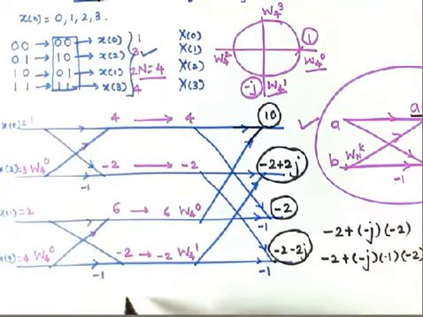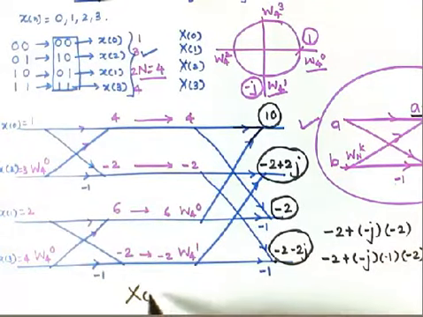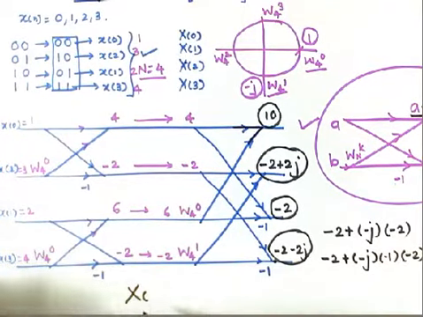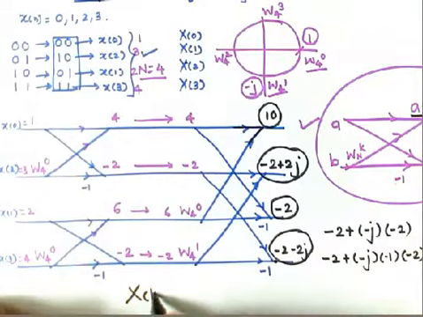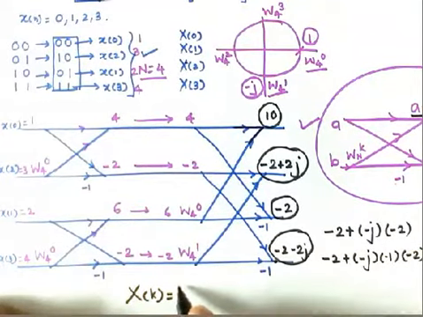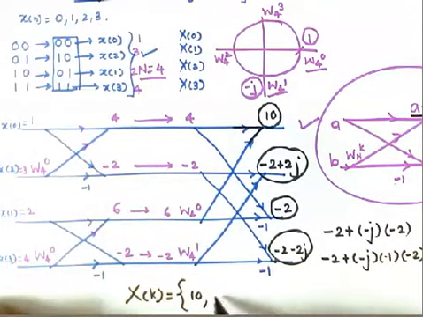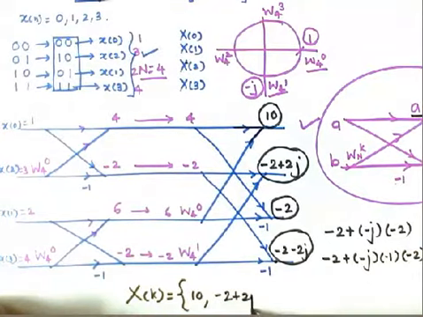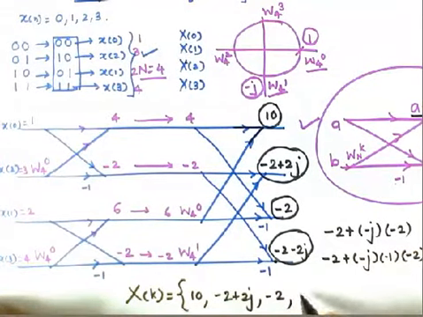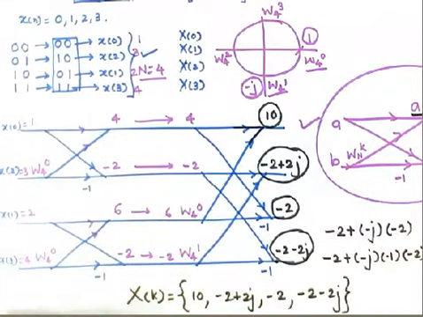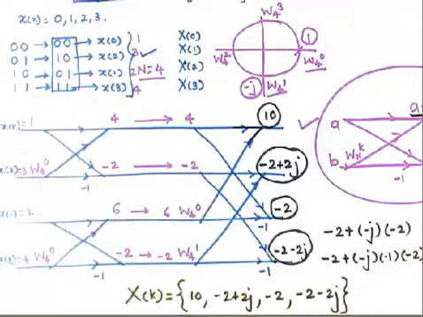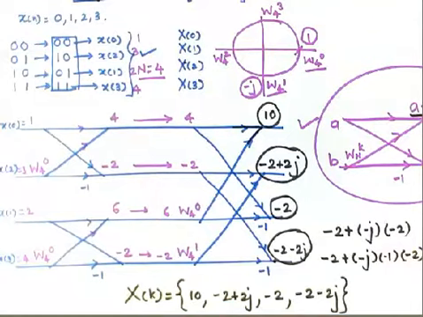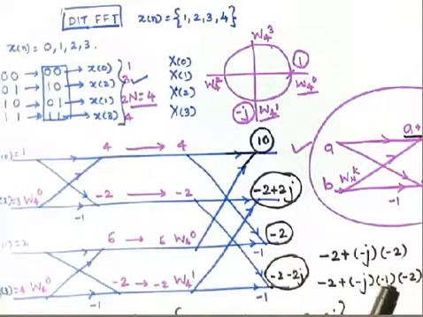So overall, the DFT using the DIT-FFT algorithm for the sequence will be 10, minus 2 plus 2j, minus 2, and minus 2 minus 2j. This is how, by the application of DIT-FFT, we can easily obtain the 4-point DIT-FFT for the given sequence x of n equal to 1, 2, 3, 4.